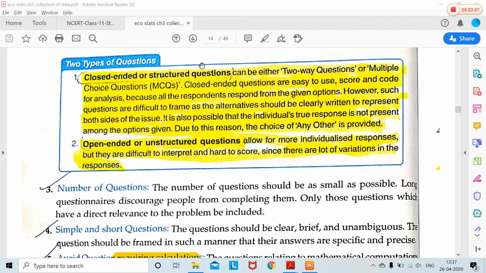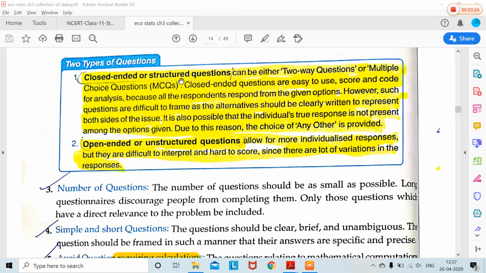So such questions are called close-ended questions, or we also call them structured questions, because the investigator himself or herself has structured those questions. They have structured the answers for you, and the respondent only has to tick mark the right answer.